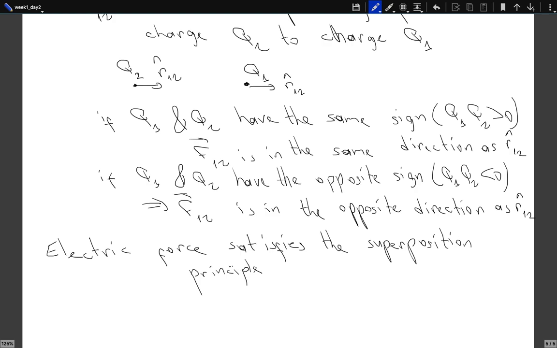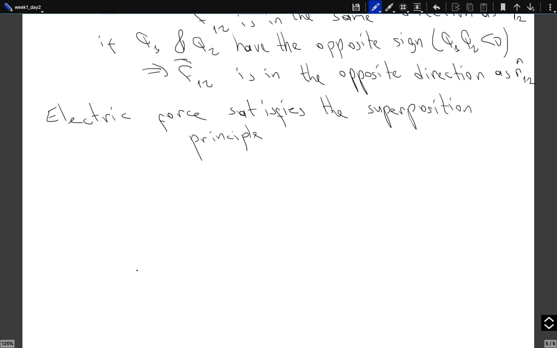Well, what it means to satisfy the superposition principle is, let's assume that we have a charge over here, another charge over here, and this time a third charge over here. And we would like to know what is the electric force acting on this charge Q3. The force acting on the charge 3 will be just the force acting on the charge 3 due to the charge 1, plus the force acting on charge 3 due to the charge 2. This is the force we have.